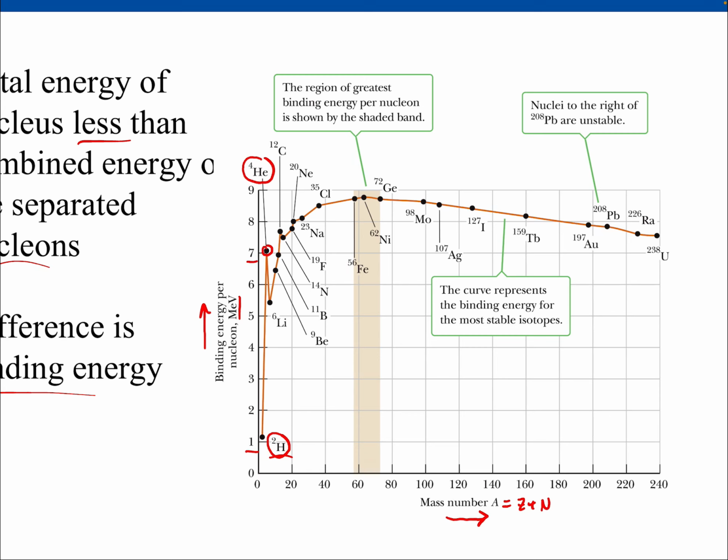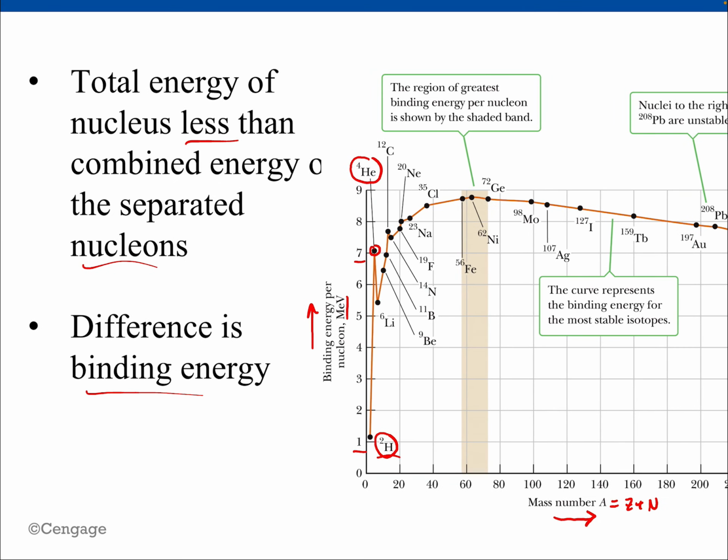So what does that mean? Well, that means that if we fuse two hydrogens together, then we're going to get something that produces energy. If we take hydrogen, deuterium, H2, and we put them together and get ourselves helium, we're also going to produce a lot of energy. That's because there's a lot more binding energy in the helium atom than there was in the hydrogen atom.